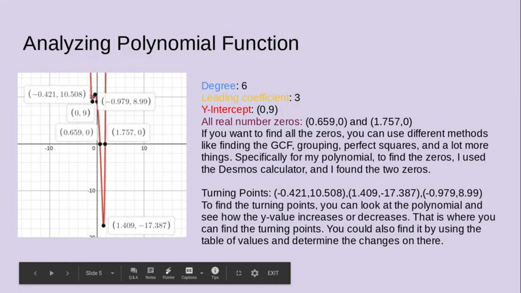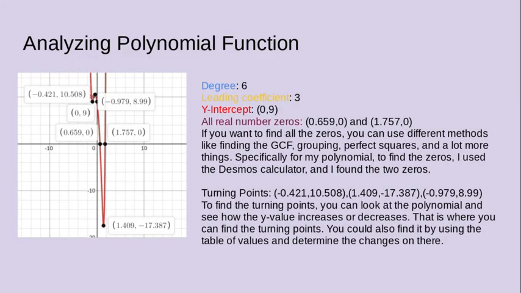My next slide is about how I analyzed the polynomial function, and I got the degree, which was 6. The leading coefficient was 3, and the y-intercept was (0, 9). For all the real number zeros, I got (0.659, 0) and (1.757, 0). If you want to find all the zeros, you can use different methods like finding the GCF, grouping, perfect squares, and a lot more things.